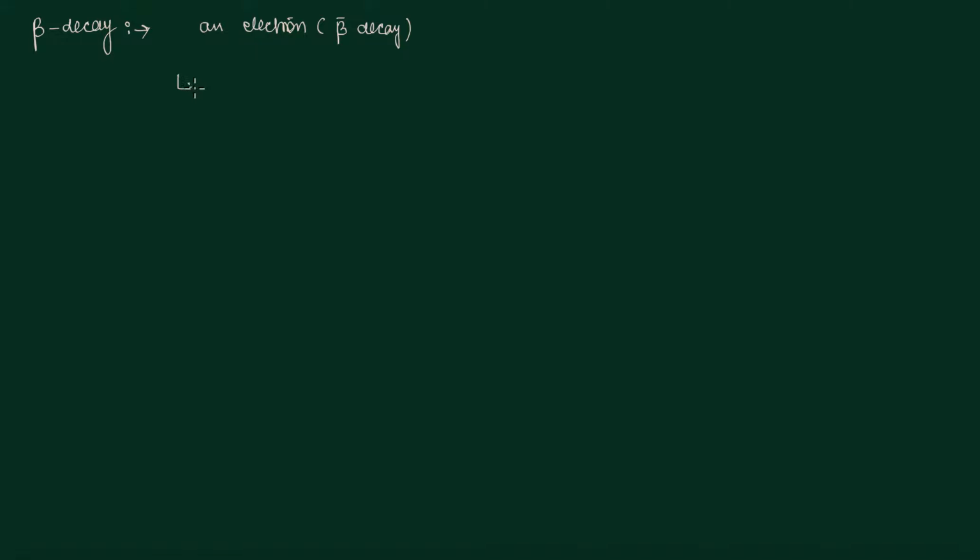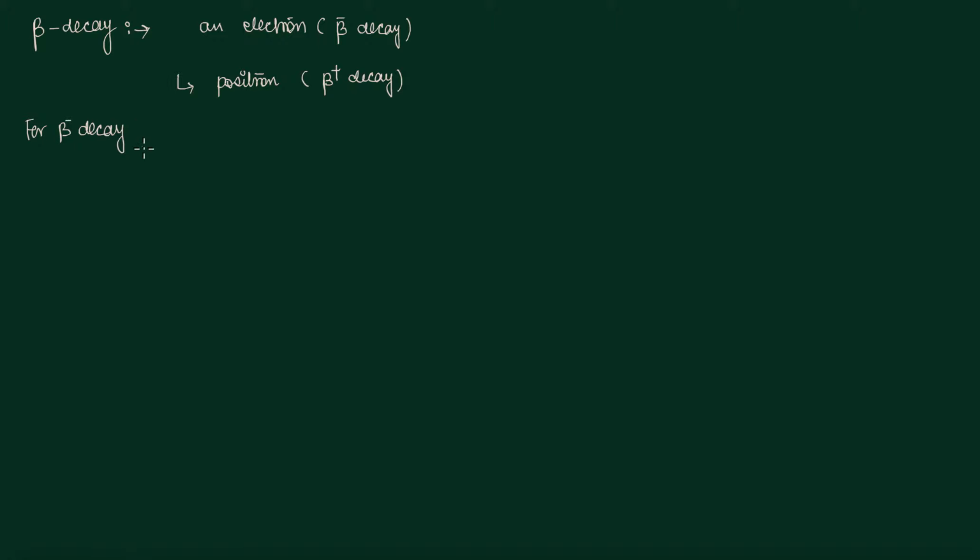And if the nucleus emits a positron, then it is called beta plus decay. Okay, so the common example of beta minus decay, I would like to give one example to you.